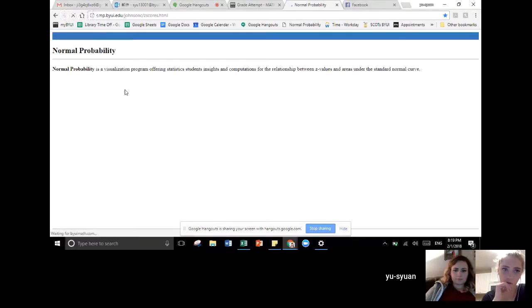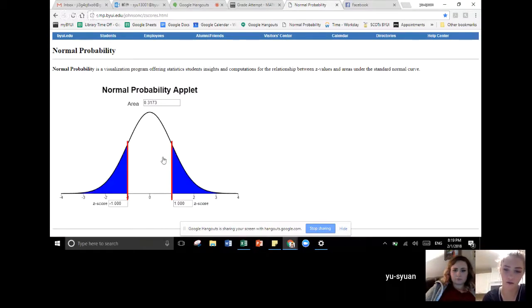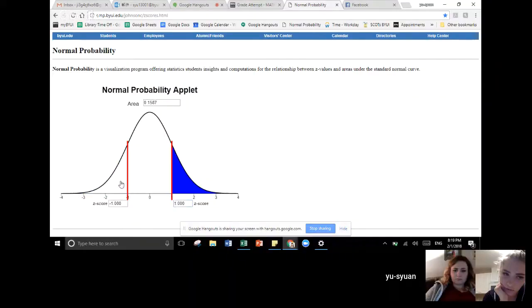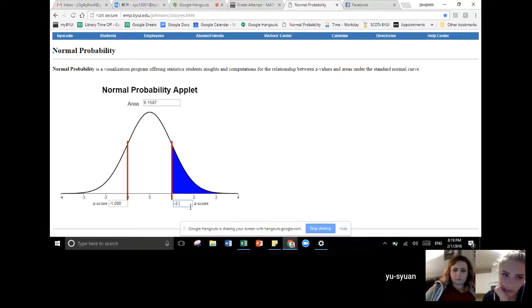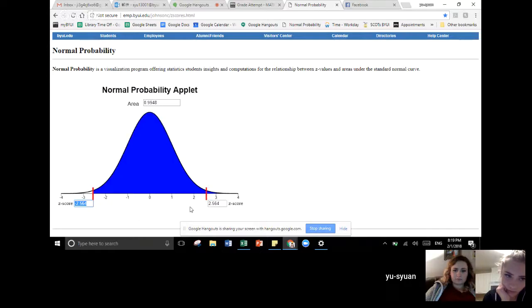So let's say we're looking for a probability that they're gonna score higher than a z-score that's negative. What's that z-score that you have? Negative 2.564. Okay. Since I'm looking for higher than, I only shade this area to the right. And then I put in my z-score, negative 2.564, and it jumps itself for me and gives me the right probability.